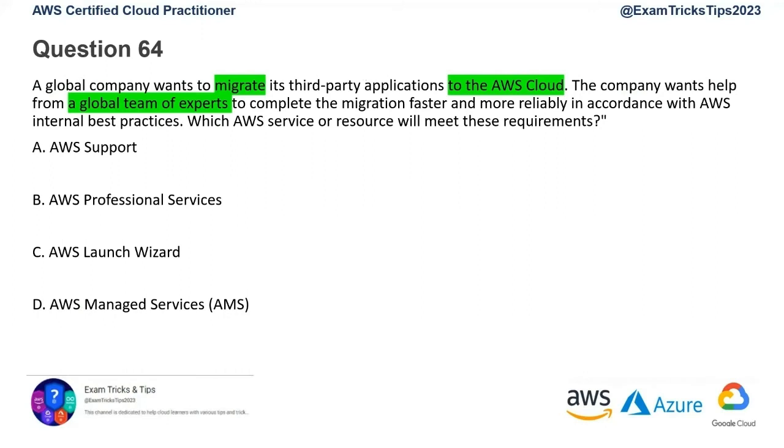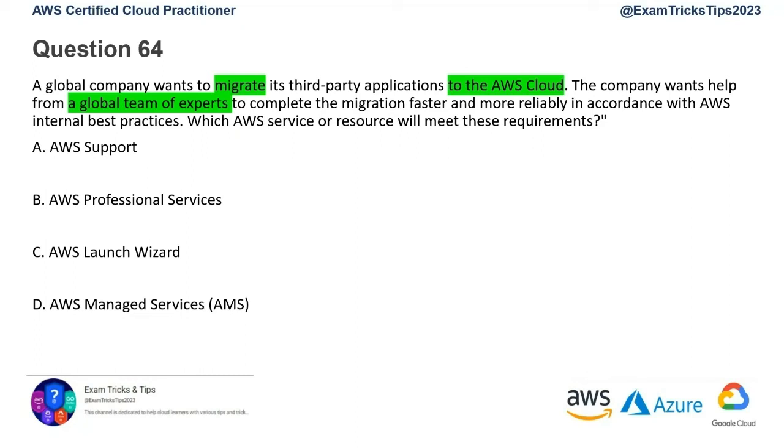I hope you have done that. So the main keyword here is the company. There's a company and it wants to migrate its application to AWS Cloud, and it wants help from a global team of experts. So global team of experts is the main keyword. If you know the subject matter well, or if you've gone through this particular concept, then you wouldn't guess the answer straight away. But we'll go by elimination technique and see which answers are incorrect.